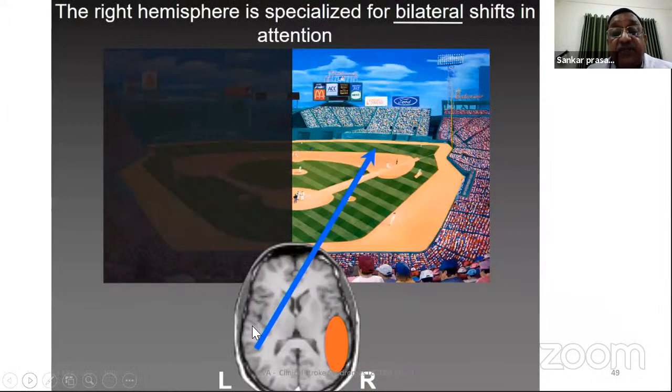Right, very good. So you see in the right hemisphere lesion, only the left is visible, whereas for the left hemisphere it is black. If it is on the left side there is no attention problem, because the right hemisphere is able to shift attention from one hemisphere to the other hemisphere, right? Okay. So that's important about attention.